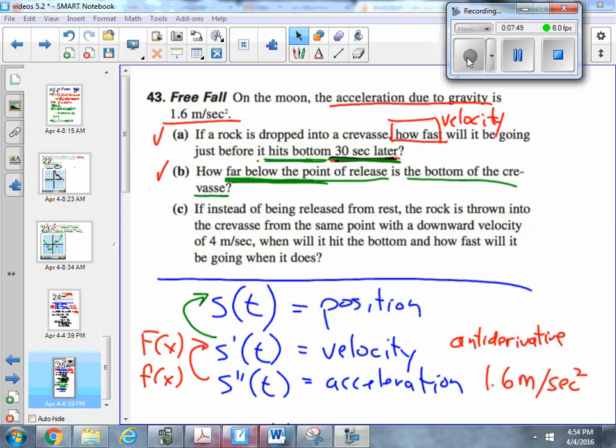Now part C says, well, I'm not just releasing it from rest, I'm actually throwing it down with a downward velocity of 4 meters per second. When will it hit the bottom? And how fast will it be going when it does? So I'm going to need to find T, and I'm going to need to find V, velocity.